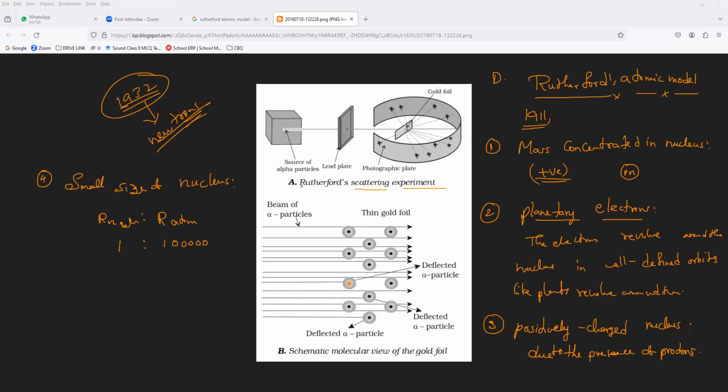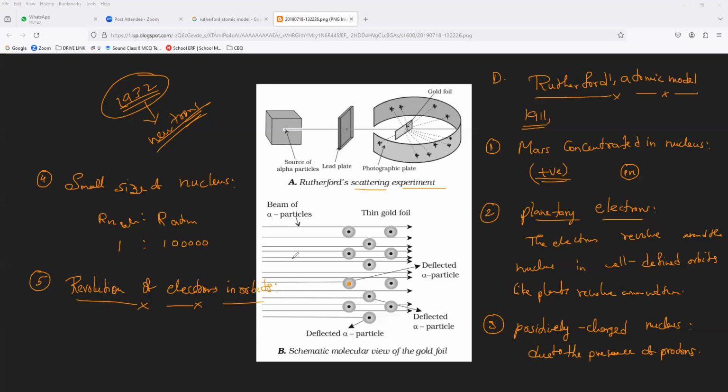Next, are electrons stationary, or are they revolving around the nucleus? They are revolving around the nucleus. They are not at a particular place. Continuously they are moving in a particular path. That is the next point: revolution of electrons in orbits. This point will help us for the next model, Bohr's atomic model.